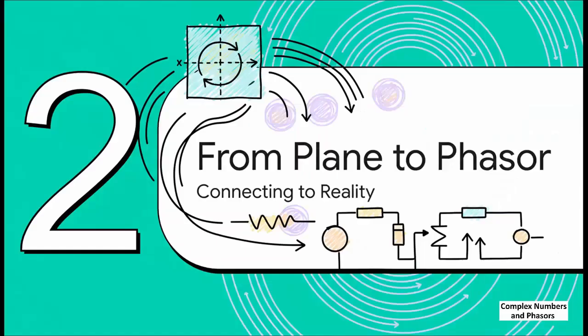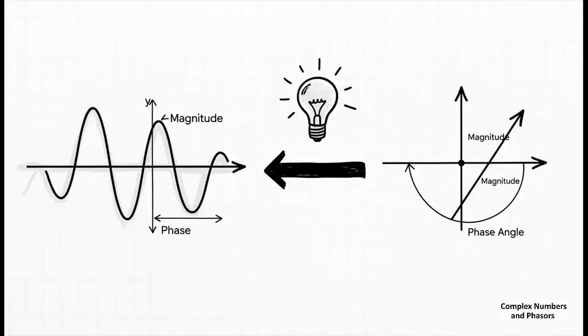Okay, it's a neat math trick, but how does rotating numbers around a 2D plane actually help us with real-world AC circuits? Well, this is the magic step. This is where we connect this abstract math to physical reality using something engineers call a phasor. And here it is, the big aha moment. An AC signal has two key properties, right? Its strength, which we call magnitude, and its timing, which we call its phase angle. Well, guess what? A point on the complex plane also has two key properties, its distance from the center and its angle. It's a perfect one-to-one match.